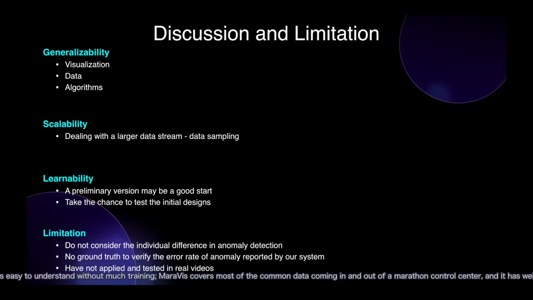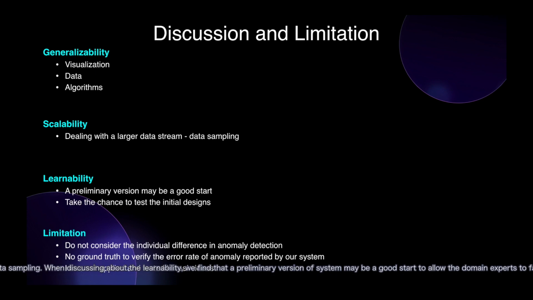MaraVis has a good generalizability in terms of visualization, data, and algorithm. Particularly, the visualization is easy to understand without too much training. MaraVis covers most of the common data coming in and out of a marathon control center, and it has well-defined APIs for each module. With this setup, we can easily replace the back-end algorithm when necessary. Regarding the scalability, when dealing with a large data stream, we can use data sampling.